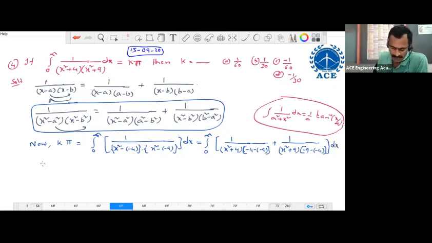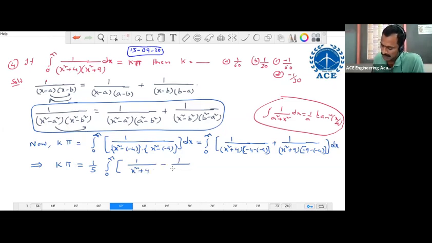dx, which implies kπ equal to, minus plus 9 minus 4, 5 here, minus 5, then 1 by 5 is common, 0 to infinity, inside the brackets 1 by x square plus 4 minus 1 by x square plus 9 dx. Now up to here the partial fraction is computed only. We can write the integral of this directly.